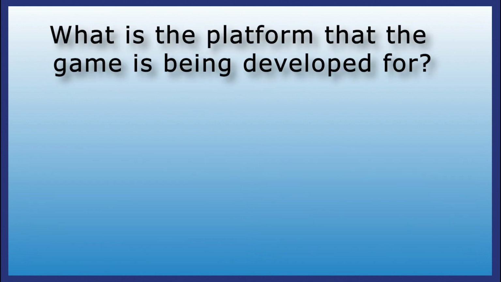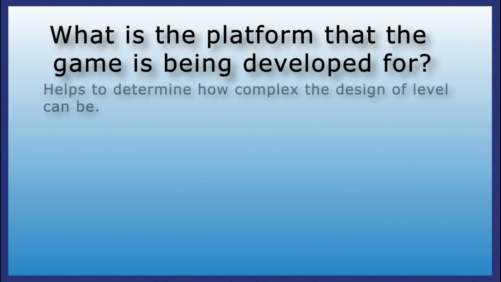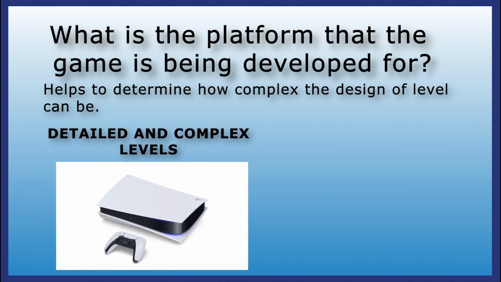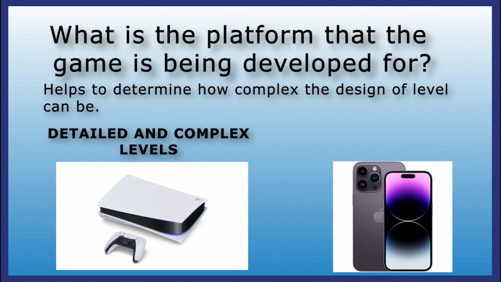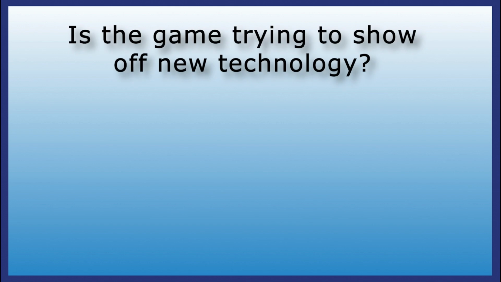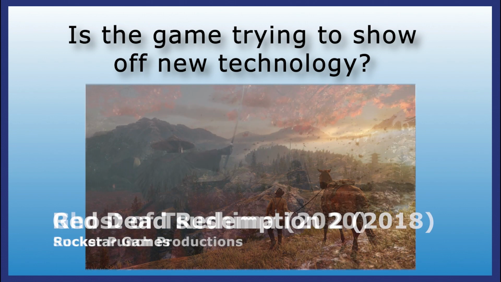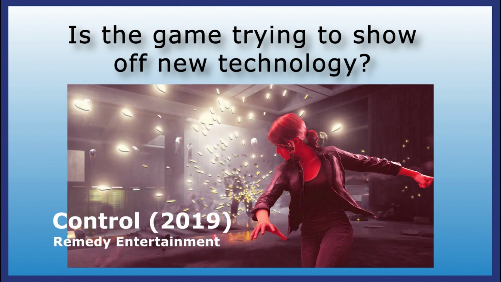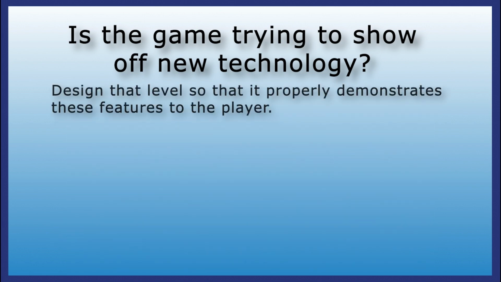What is the platform that the game is being developed for? This determines how large and how detailed the level can be. A higher-end platform could handle highly complex levels, while a smaller mobile title would likely be constrained and would require simpler levels. Is the game trying to show off new technology? For example, is your team trying to display fancy new lighting technology? Or maybe you're trying to show off some really cool new graphics or advanced particle systems. In any case, make sure you consider how you can design your level to showcase these features.